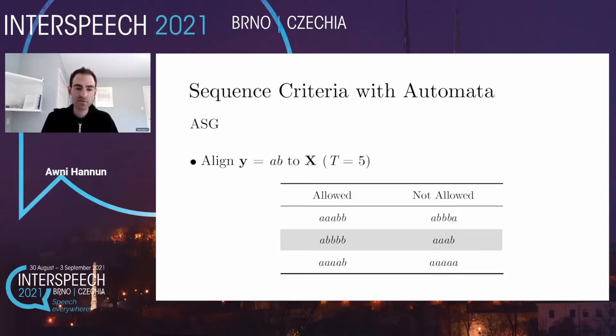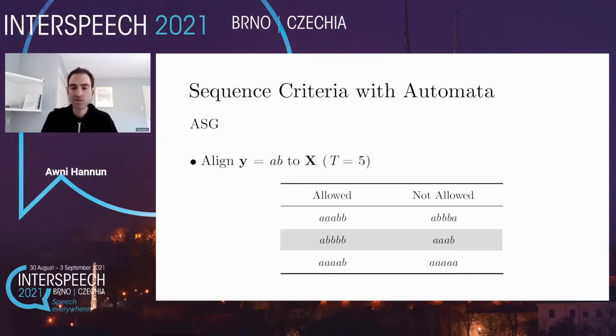So let's look at a couple of examples. For the example we were looking at previously, the set of allowed alignments of the output y equals AB to an input of length 5, you can see some examples of allowed ones in the first column. So AAABB, because you have the repeats of A and then the repeats of B. A followed by 4 B's is okay. 4 A's followed by a B is okay. So those are some examples.